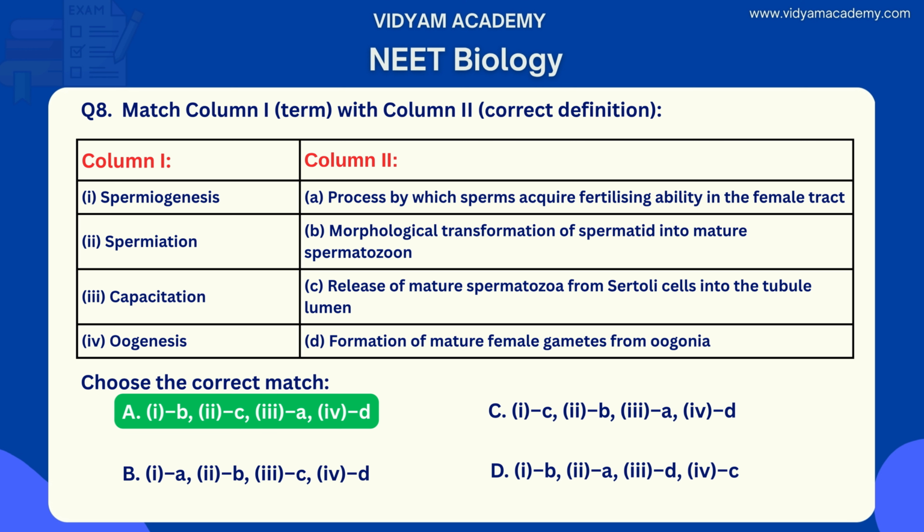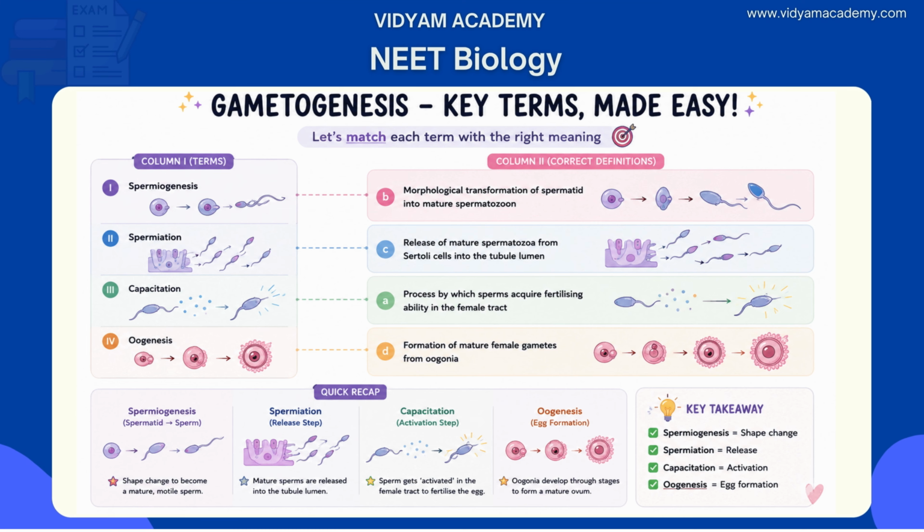Option A, 1B, 2C, 3A and 4D are correctly matched with the term and correct definition. Let's see why and how. Spermiogenesis is the transformation process where a non-motile spermatid undergoes dramatic shape changes, including nuclear condensation, acrosome formation from the Golgi apparatus, flagellum development from a centriole, and shedding of excess cytoplasm to become a streamlined motile spermatozoon. This is a morphological transformation, matching B.